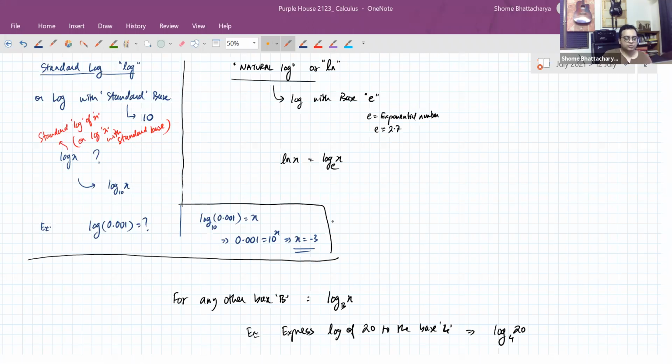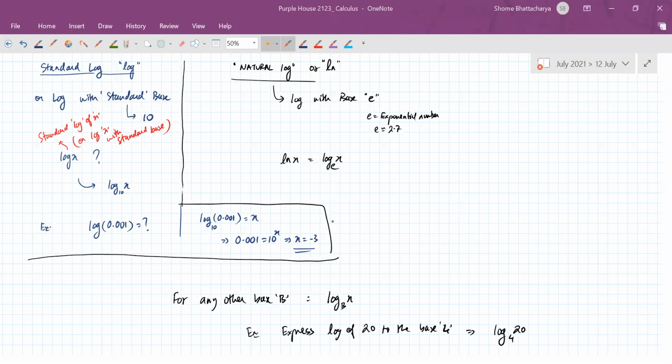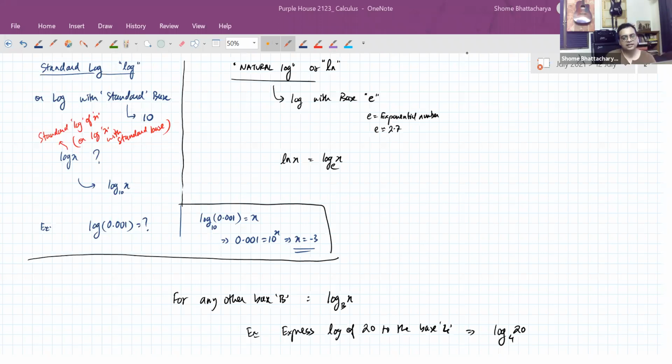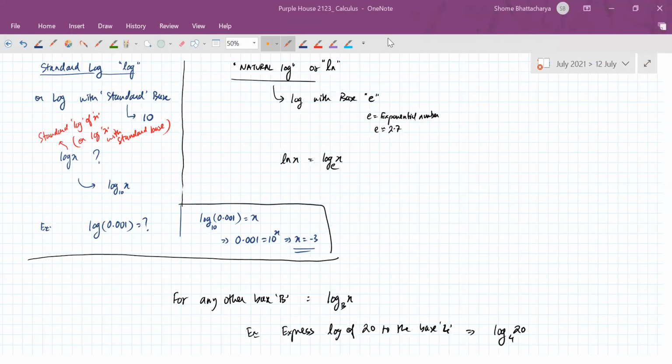Yeah, what was your doubt, beta? I just want you to explain that one. ln x is equal to log of e. The symbol ln stands for natural log. The n stands for natural, L stands for log. And natural log means that we are taking the base of the log as the exponential number. The base is approximately 2.7, the exponential number. It's clear, no?